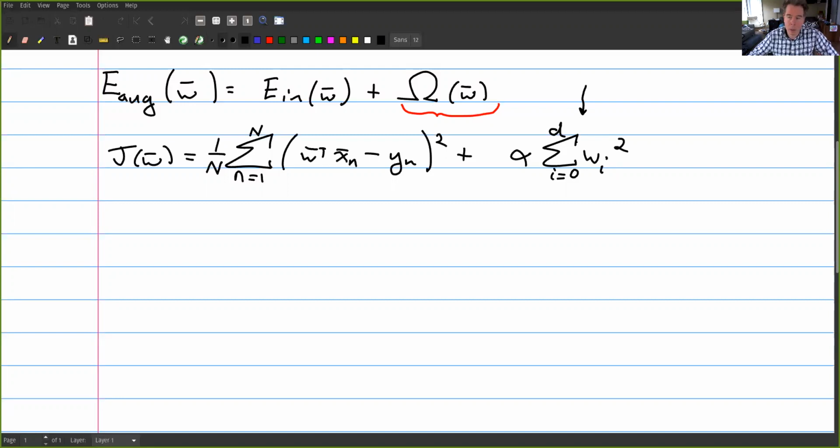So maybe we should just go ahead with the derivation. The basic idea here is to solve the equation, the gradient of J as a function of W is equal to 0. So we solve this equation in terms of W, and then the W is the optimal solution to minimizing the augmented error. All right, so it's just a gradient problem like we've done before.